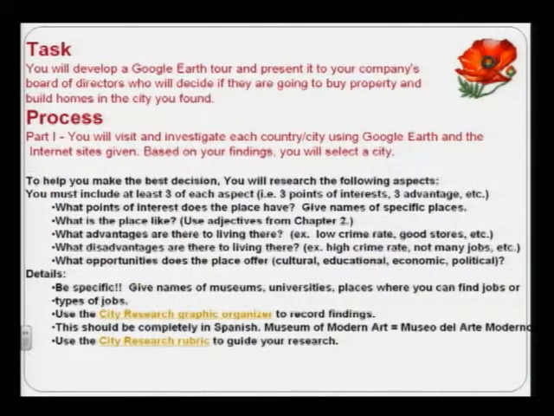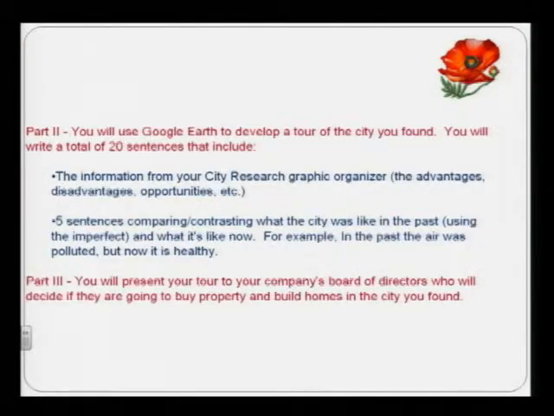I've included in your packet the rubrics that we use, as well as the graphic organizer. The students have to pick one of the cities they've researched, and they have to create a Google Earth tour. In this tour, they have to write sentences describing the advantages and the disadvantages. They compare and contrast life, the way it is now, with the way it was in the past, using the different tenses in Spanish. Ms. Askin is the person who has developed a Google Earth task card for the students to use, and right now she is going to let you do a little task or assignment of your own.